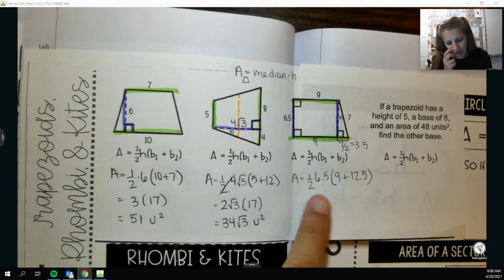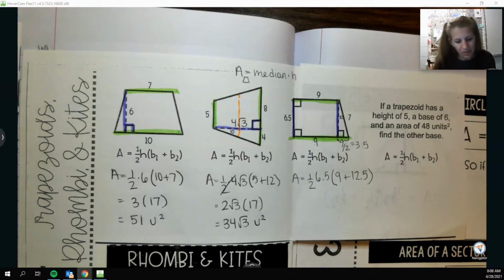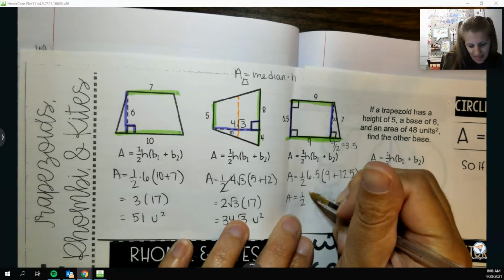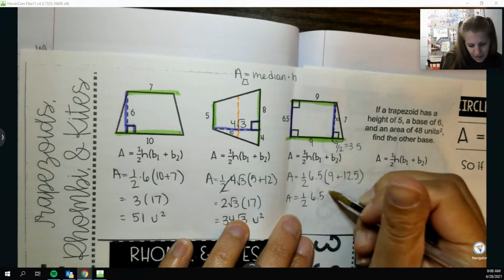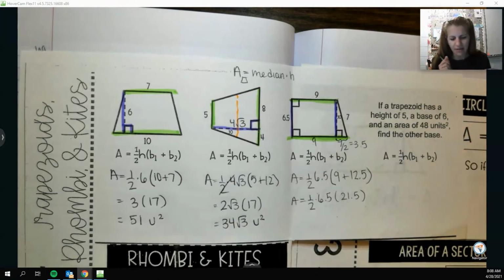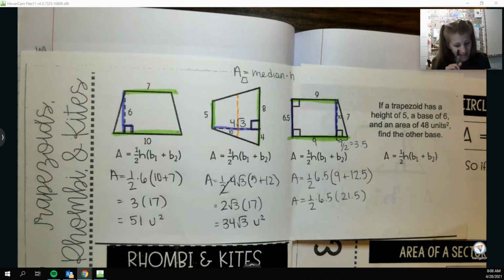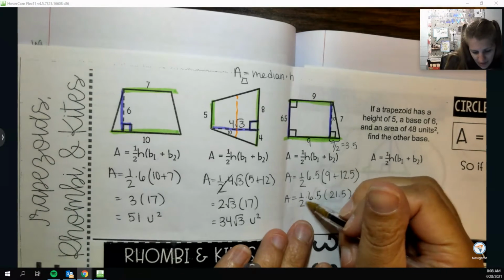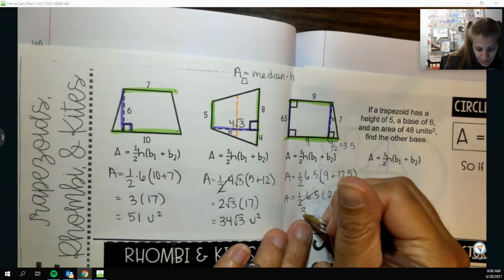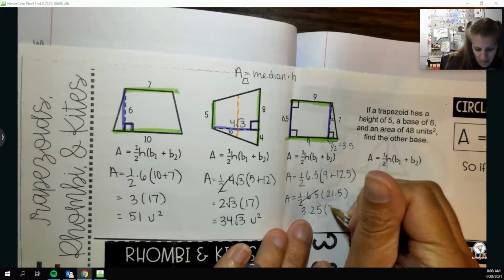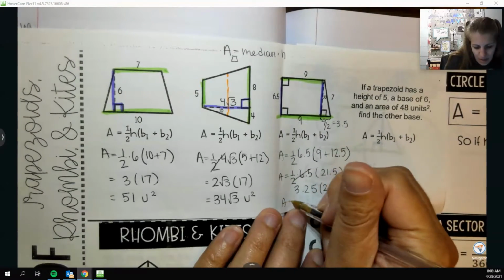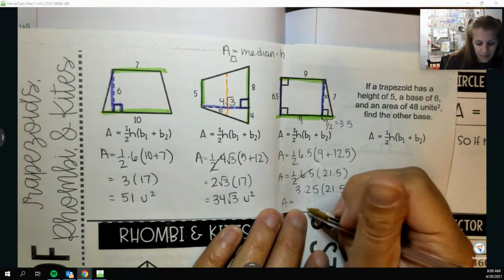And so I don't know that I actually want to take half of the 6.5 yet. I'm going to add my two bases. So that's going to be 21.5. Oh my word, I don't really want to take half of any of this. But I guess I just have to. All right, half of 6.5 is going to be 3.25. And then we're going to multiply that by 21.5. Should have left it as a fraction.